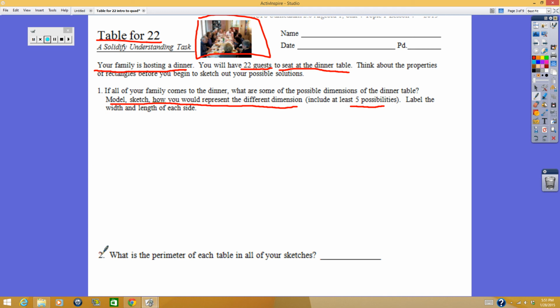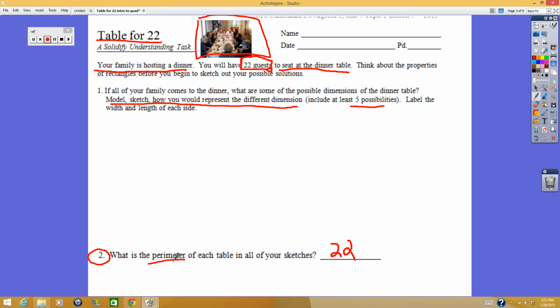I actually think it's important to answer number two first before you start doing number one. Anyways, number two says, what is the perimeter of each table in all of your sketches? My perimeter is going to be 22, because that's how many guests I have coming to my party. And I need to make sure that I can seat 22 people.